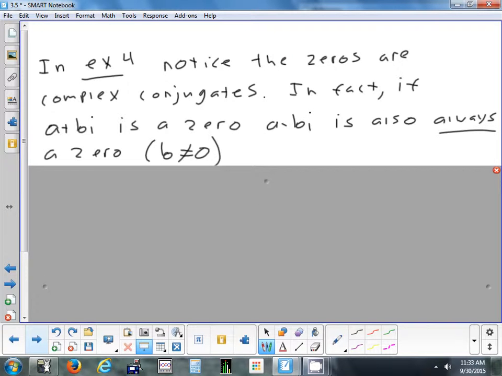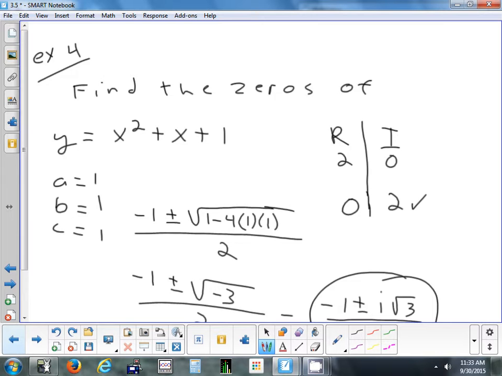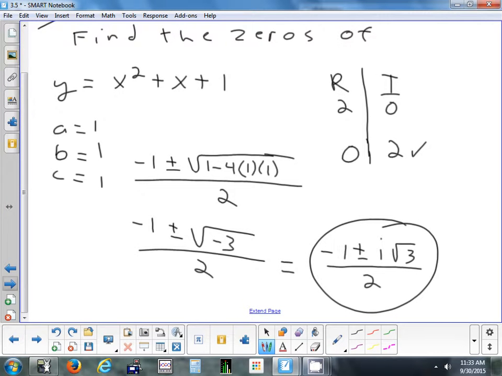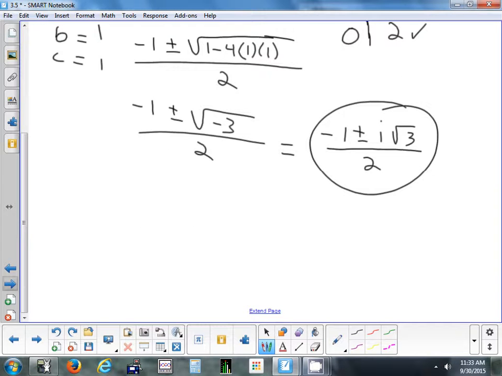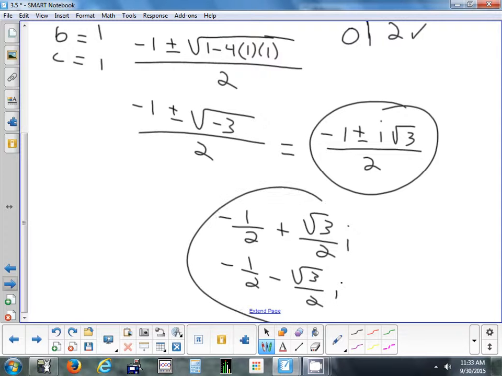Okay. If you go back and look at the example we just did, you're going to notice the two answers were conjugates of each other. Negative 1 plus I root 3 over 2 and negative 1 minus I root 3 over 2. Okay, I could write it out, make it even clearer. There's one answer. There's your other answer. Does everyone see how those are conjugates? Okay. Any question on how I rewrote it with the separate denominators?